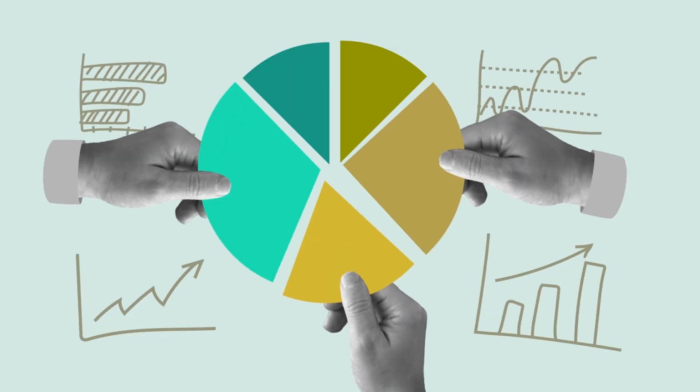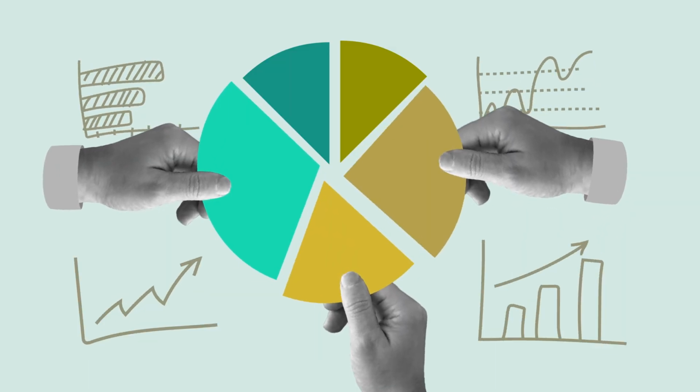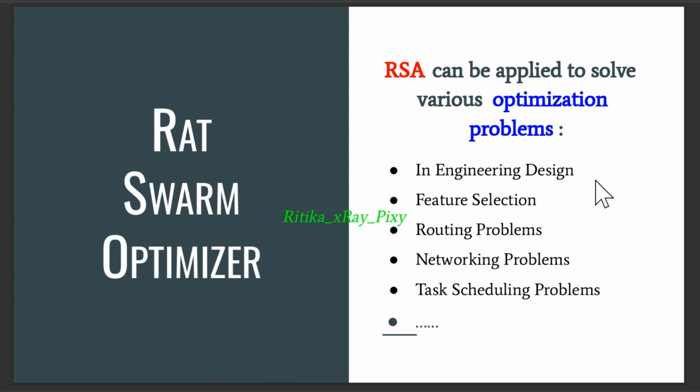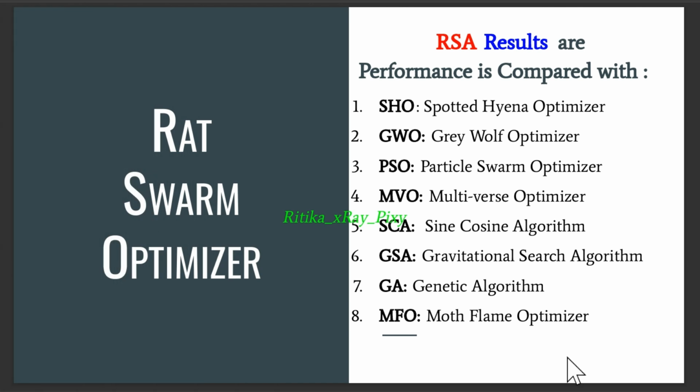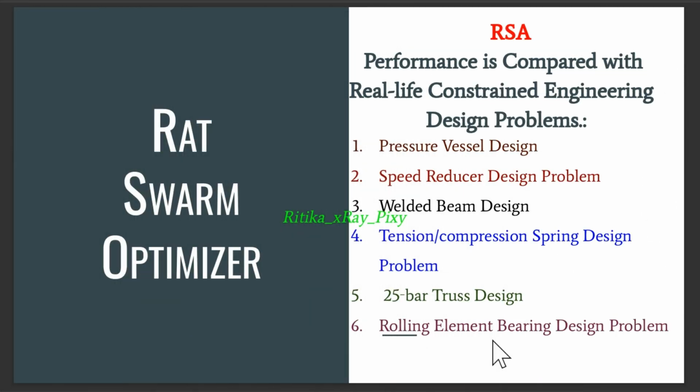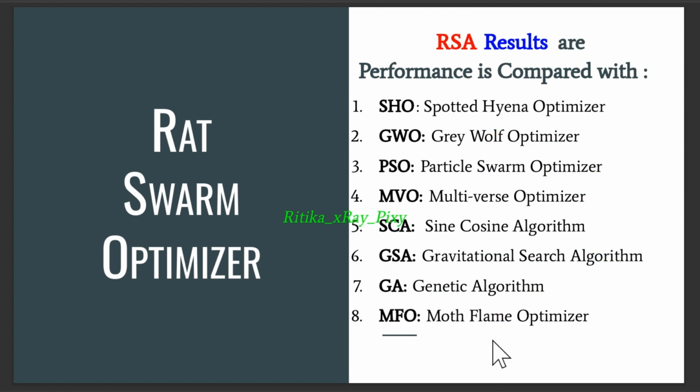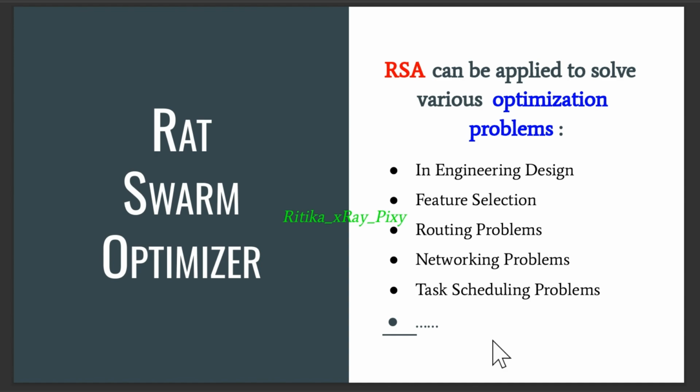So we can apply this algorithm to a variety of optimization problems, like optimizing engineering designs, routing, scheduling, machine learning. We have a number of applications because this algorithm is compared with 8 different well-known optimization algorithms and it is also applied on 6 different real-life constrained engineering design problems, and its results are highly effective in comparison with other algorithms. So we can use this algorithm to solve a variety of optimization problems.